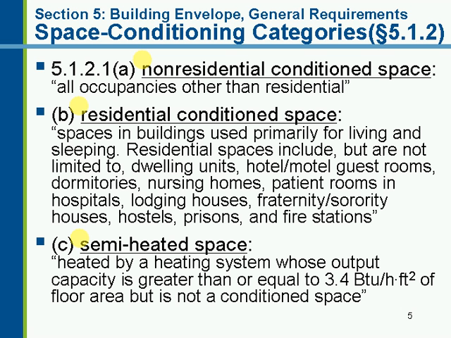And then there's a semi-heated space category, which might be used occasionally for warehouse type buildings. This is a space that's heated by a heating system whose output is greater than or equal to 3.4 BTUs per square foot of floor area, but is not a conditioned space, so it's got to be below the conditioned space threshold.